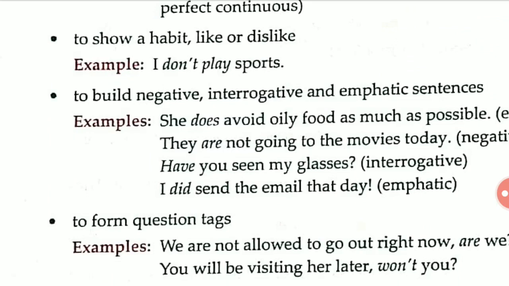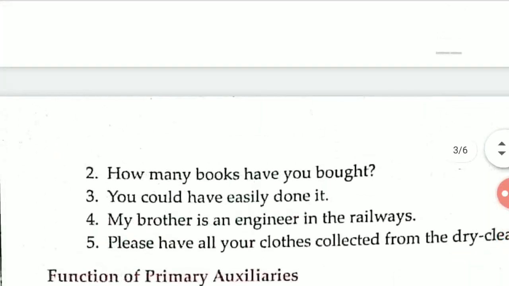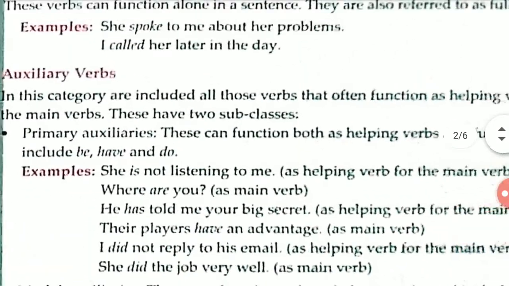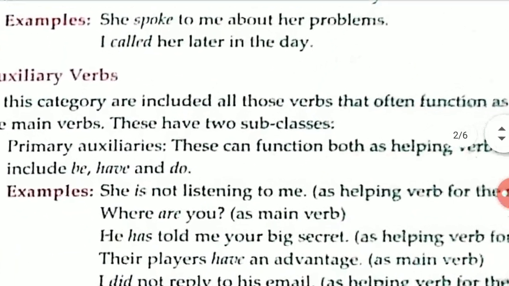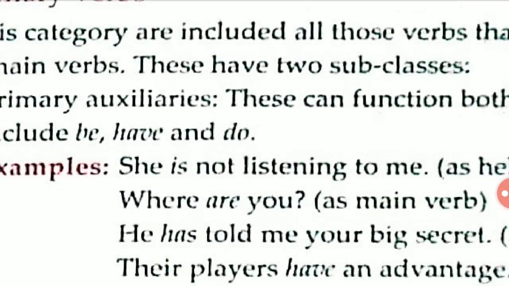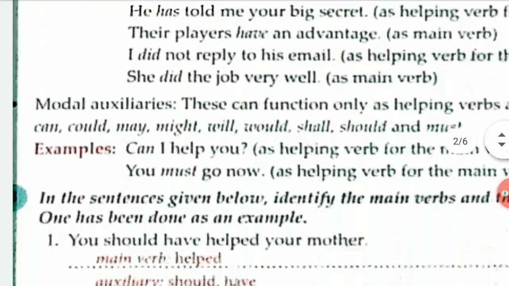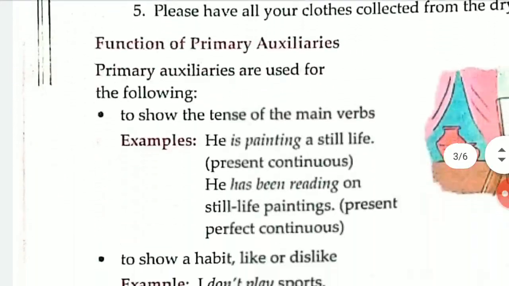Primary auxiliaries means be, have, and do. Okay, we are talking about be, have, and do. Here you have seen what the primary auxiliaries are. Primary auxiliaries include be, have, and do. Okay, so we are talking about that.